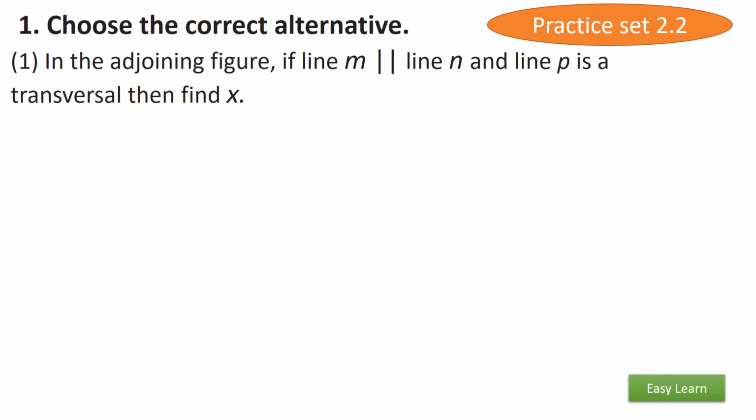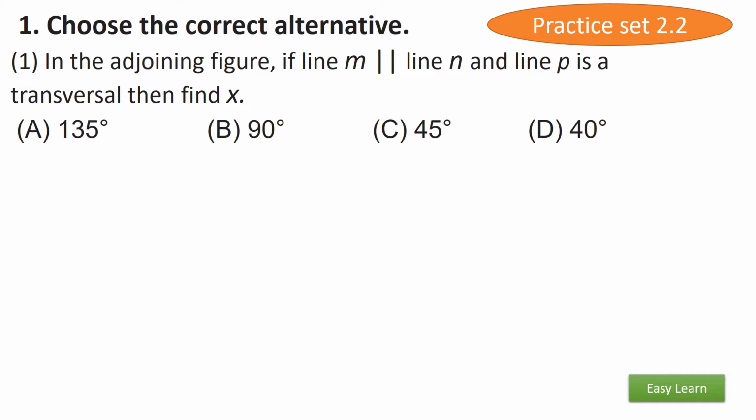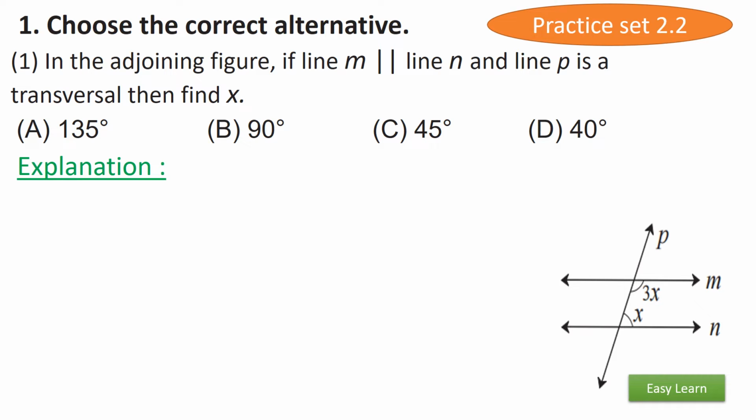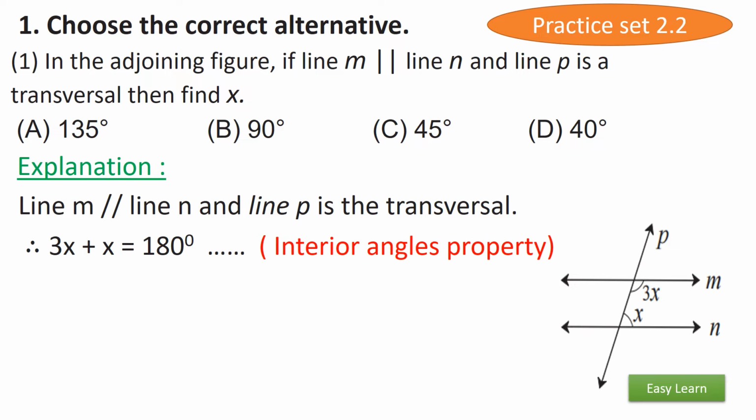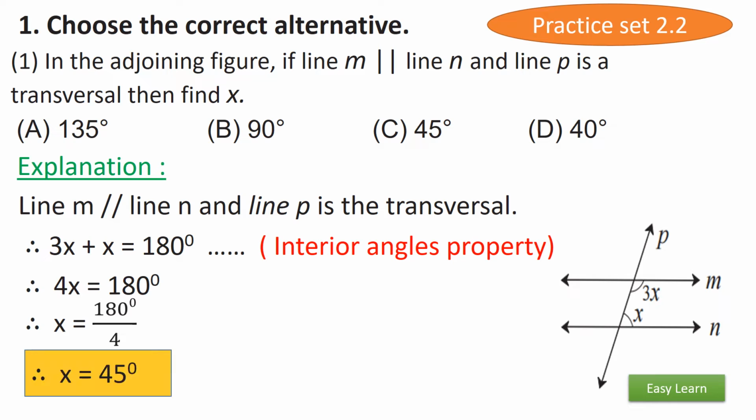Choose the correct alternatives. First, in the adjoining figure, if line M is parallel to line N and line P is a transversal, then find x. The options given: 135 degree, 90 degree, 45 degree, 40 degree. Explanation: line M is parallel to line N and line P is the transversal. Therefore, 3x plus x is equal to 180 degree, interior angles property. Therefore, 4x is equal to 180 degree. Therefore, x is equal to 180 degree divided by 4. Therefore, x is equal to 45 degree.